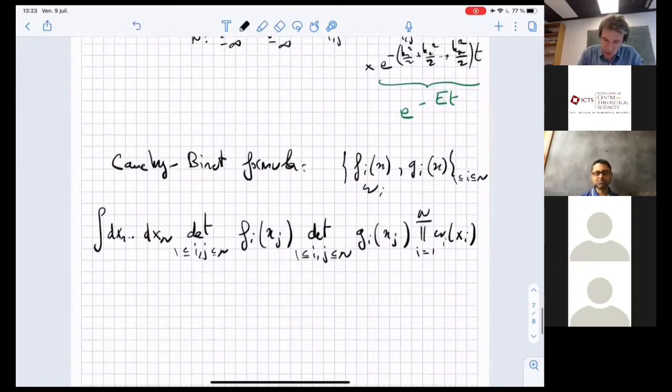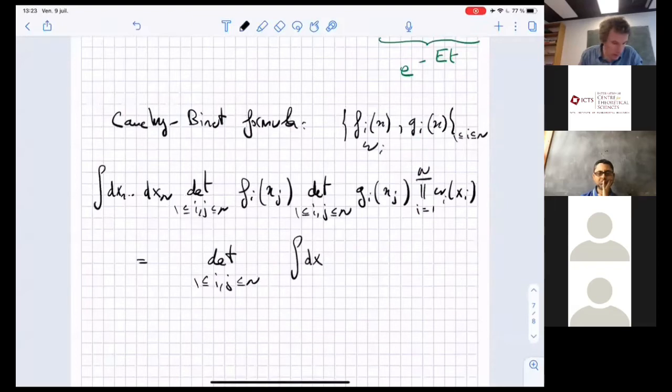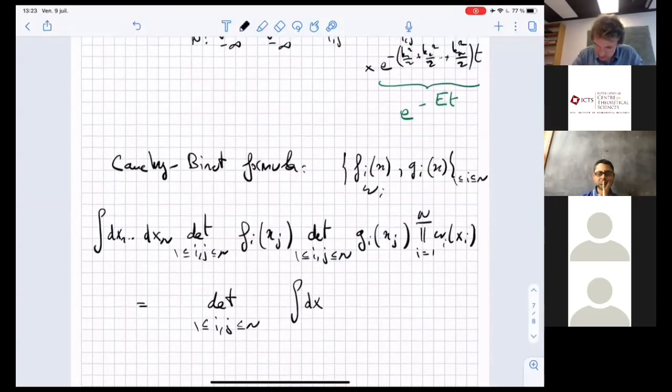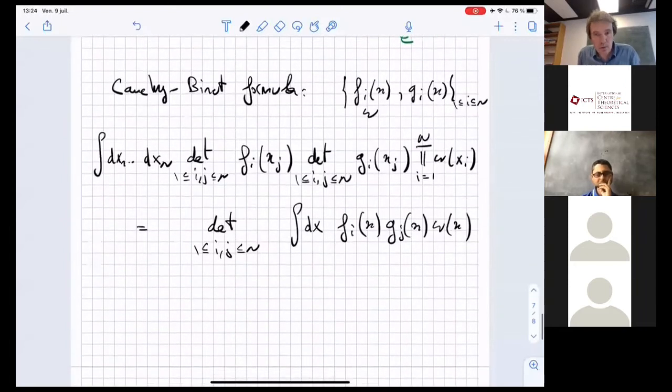Now it turns out that you can just write this as a simple determinant. Sorry, I'm going a bit too fast. There is no i here; there is a specification when w also depends on i, but in our case we don't need that. So this is just the determinant of the integral dx of fi of x, gj of x, w of x. That's quite a nice formula. There is one term which is missing here: there is a factorial n. So that's the Cauchy-Binet formula.